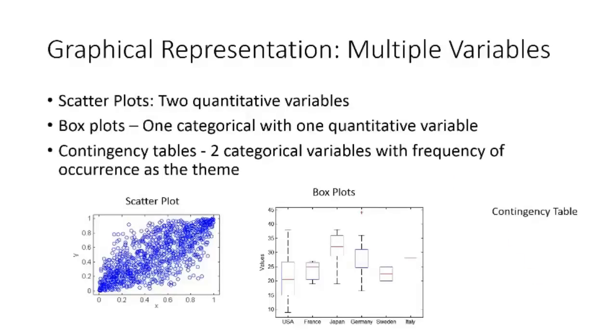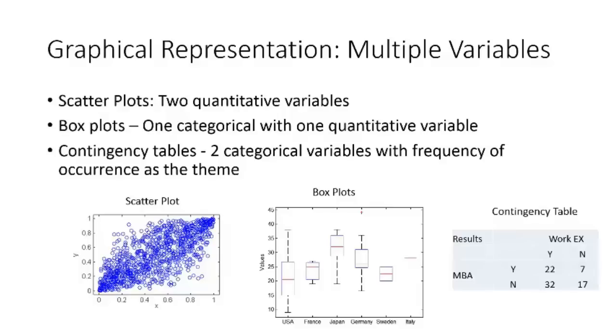Great. So now we move on to multiple variables and the last section in graphical representations. There are three major forms of representing this data, and they are the following. The first is scatter plots. These are very useful when you have two quantitative variables. That is, two variables which are both numerical. You can very easily represent them using a scatter plot.